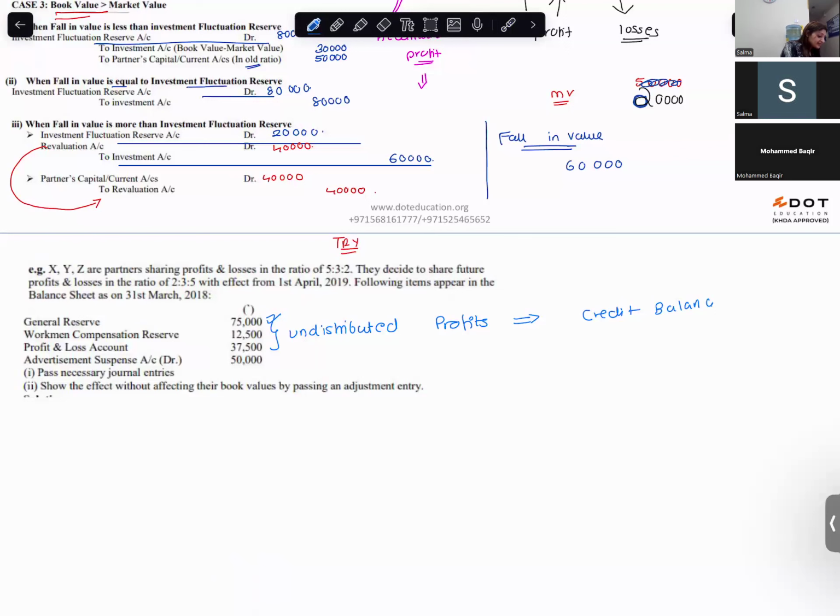Okay. Then there is an advertisement suspense account, and they are mentioning over here that it is a debit. What does this mean? Debit, and this is a loss. This is a loss, and this will have a debit balance. What is the general thing that we do if nothing is mentioned?